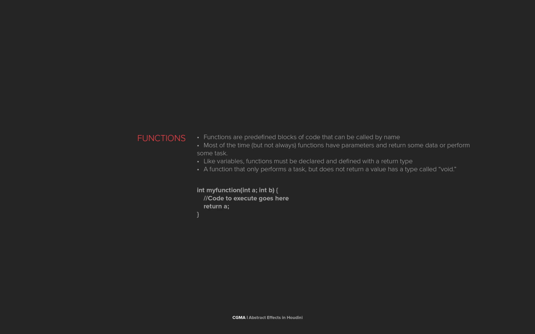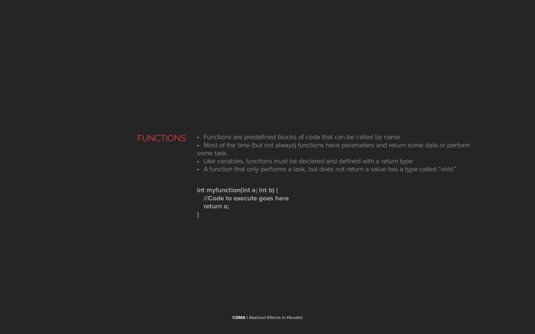Now, just like variables, functions need to be declared, they need to be defined, and they need to define the return type, if they even return anything at all. It is possible to have functions that don't return anything, that simply perform a task, and those types of functions are called void. Here's an example of a function. The name of the function is called myFunction. It returns an integer value, and we see that it has two parameters. It takes an integer parameter called a and an integer parameter called b.